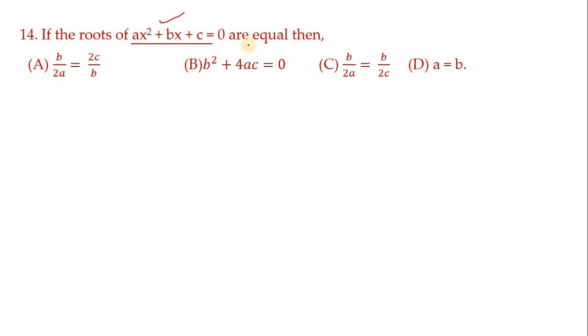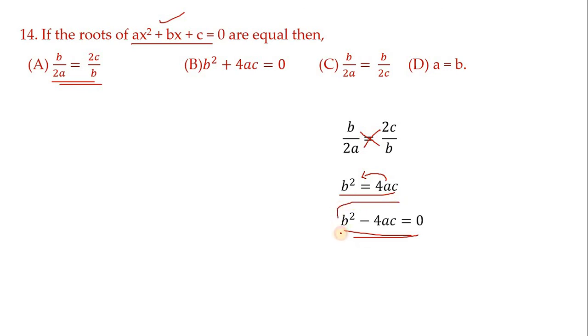So we have to use the first option and check whether we get equal roots for this or not. So here I have considered b by 2a equals 2c by b, and do the cross multiplication. Here b into b is b square, 2a into 2c is 4ac. So we get b square equals 4ac. Now this 4ac you take to this side, so we get b square minus 4ac equals 0. So for this condition only we get equal roots.